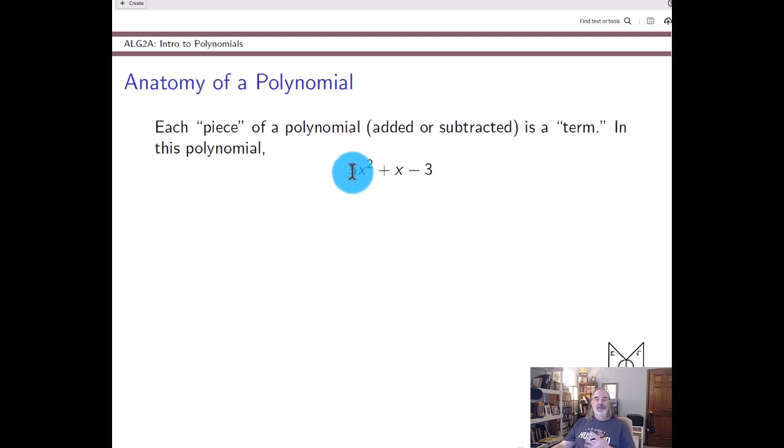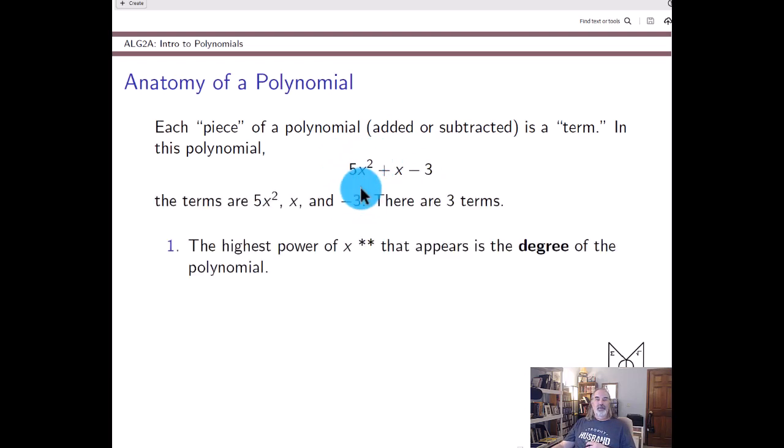So in this 5x squared plus x minus 3, there are 3 terms, and they are the 5x squared, the x, and the negative 3. So term 1, term 2, and term 3. We will have to be careful about watching minus signs. This negative sign with the 3 makes that term negative 3. Polynomials don't have to have a subtraction. The operations of plus minus can be whatever they need to be.